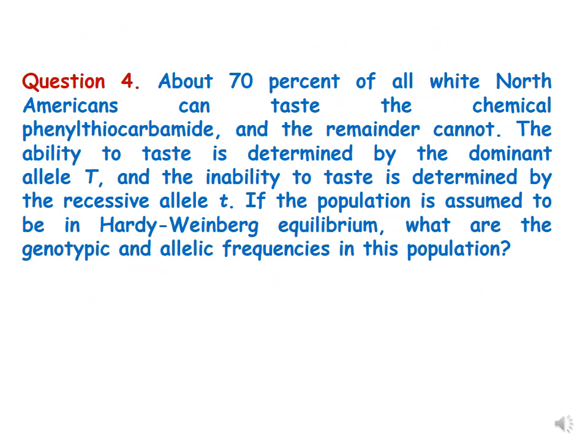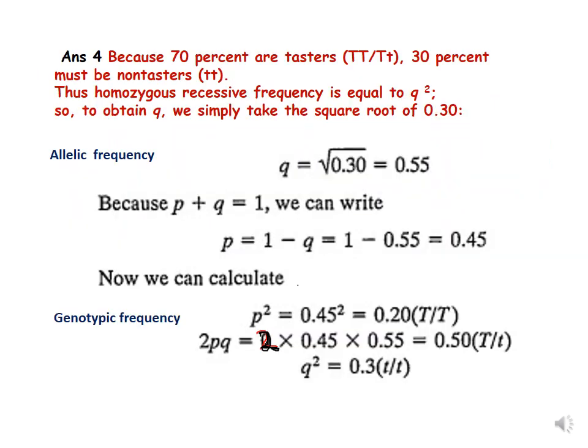Now this is another kind of question, where you are told that about 70% of all white North Americans can taste the chemical PTC and the remainder cannot. The ability to taste is determined by the dominant allele and the inability by the recessive allele. You have to calculate the genotypic and allelic frequencies. In this kind of question also, you first find the allelic frequency of the recessive allele by taking the square root of the frequency of homozygous recessive individuals, then apply the formula p plus q is equal to 1, calculate p, and then calculate p square, q square and 2pq.